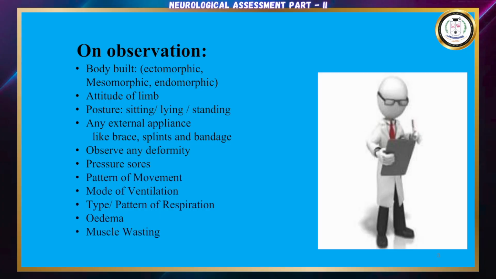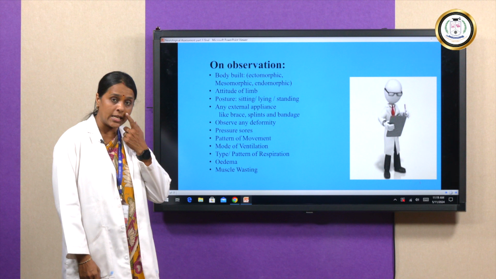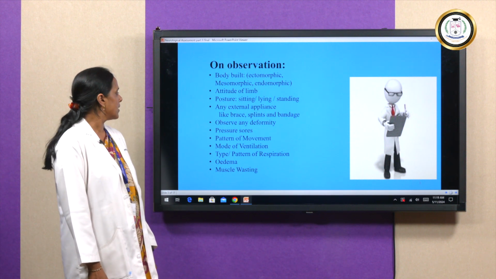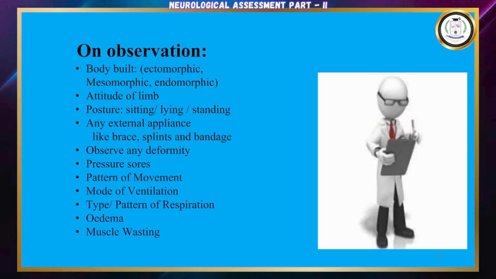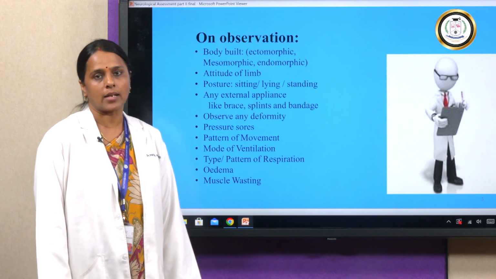Posture in sitting, lying and standing. Any external appliance, whether the patient has come with a cane or crutches or has come on a wheelchair, all those things will come under external appliance. Then any deformity if the patient has. Pressure sores, if the patient is a long bedridden patient who has come after lying on the bed for a longer duration, the patient may have wounds or bed sores, that we can observe.